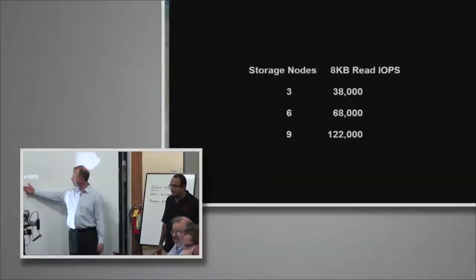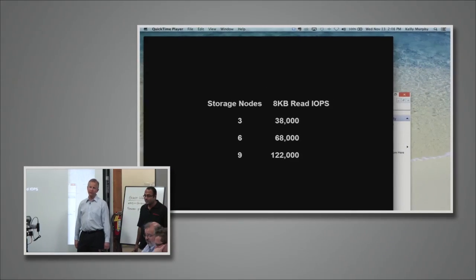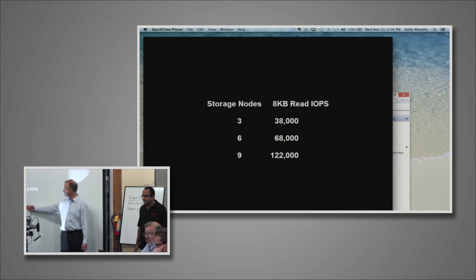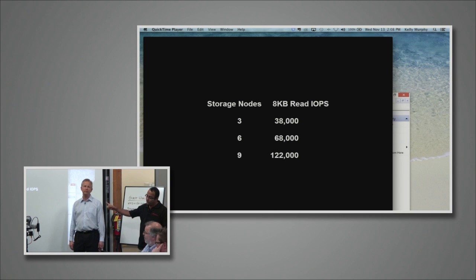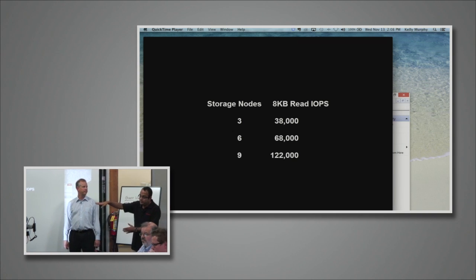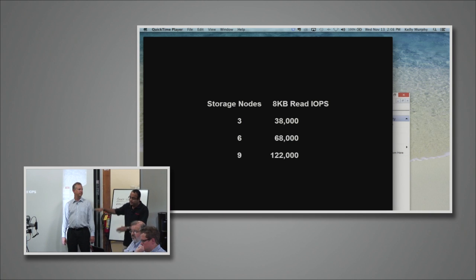Right. And so here we have it then. 3 storage nodes, we're cranking out about 38,000 8K random reads. 6 of them did 68,000. 9 of them did 122,000. So one thing to add is that we are only using 6 nodes even in the 9 node configuration, because we only read the data from the data nodes, not from parity nodes. So it's like 20,000 IOPS per node.